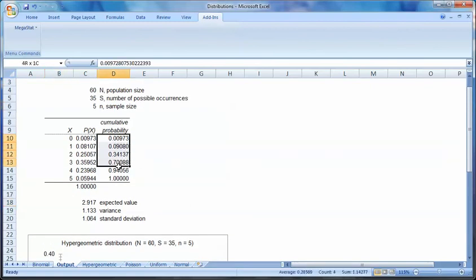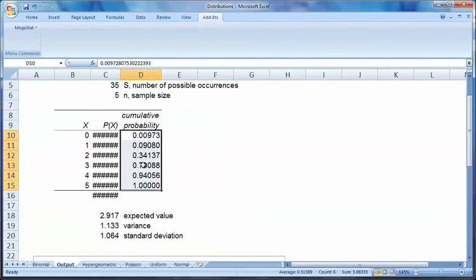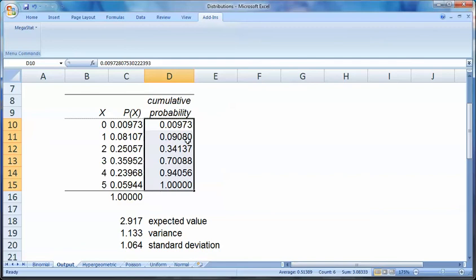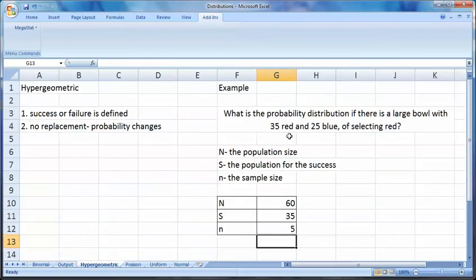Now understand that on the cumulative side, it is each step added on top of each other. So if you were to say, well, what is the probability of getting a 0, a 1, or a 2? Well, that's going to be a 34% chance of happening because it's adding all the way down. So that's a hypergeometric example.